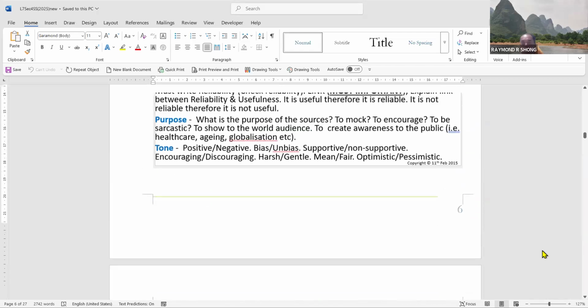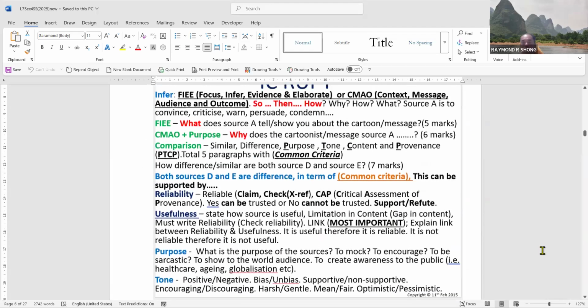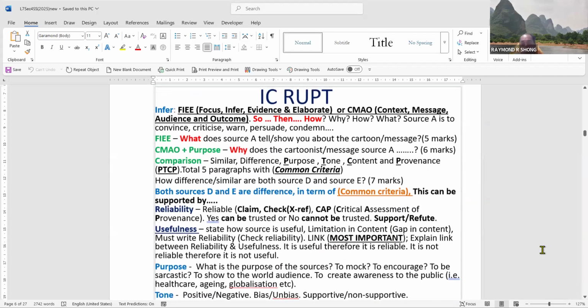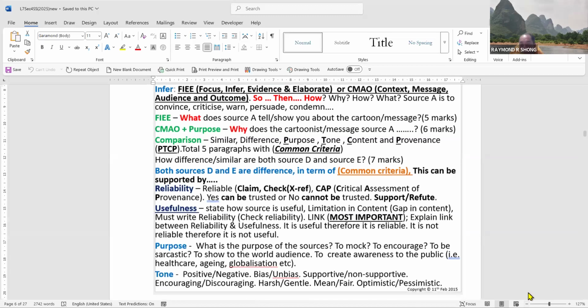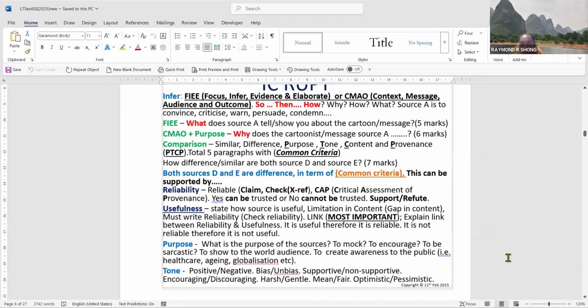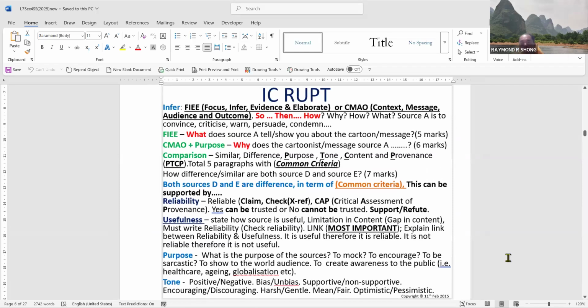As far as concerned, these are the methods that we are going to use for SRQ, I'm sorry, SBQ. So see, what do you mean by inference? Which type of sources can we use for inference?